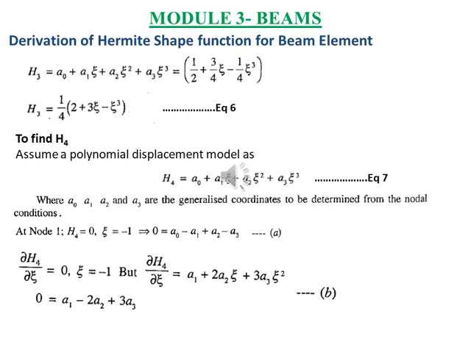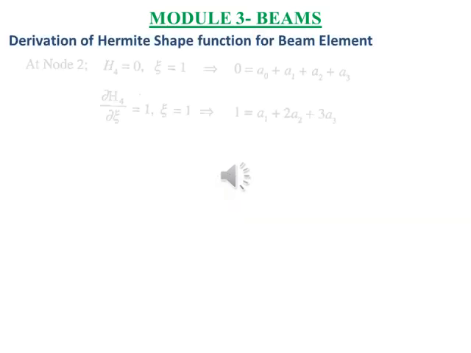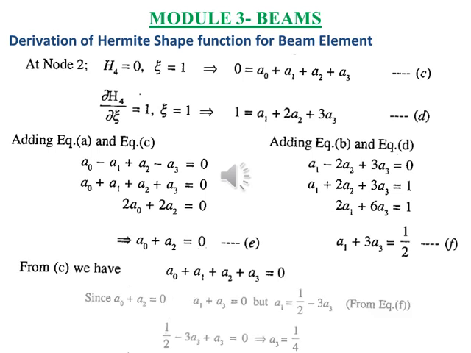So at node 1, H4 is 0, zeta is minus 1. So the equation can be rewritten as 0 is equal to A0 minus A1 plus A2 minus A3. So differential of H4, that is del H4 by del zeta, is equal to 0 when zeta is minus 1 at node 1. So the differential of the equation H4, that is del H4 by del zeta, is equal to A1 plus 2A2 zeta plus 3A3 zeta square. So let this be equation B, which will be rewritten as 0 is equal to A1 minus 2A2 plus 3A3.